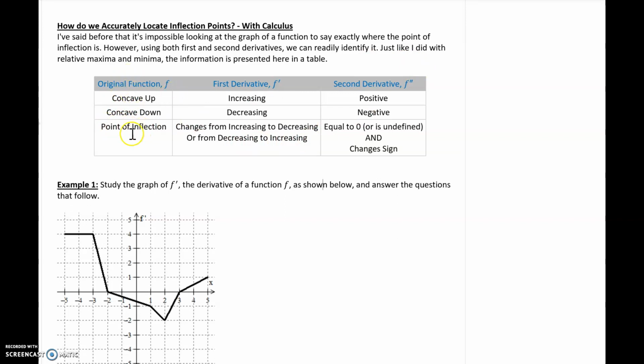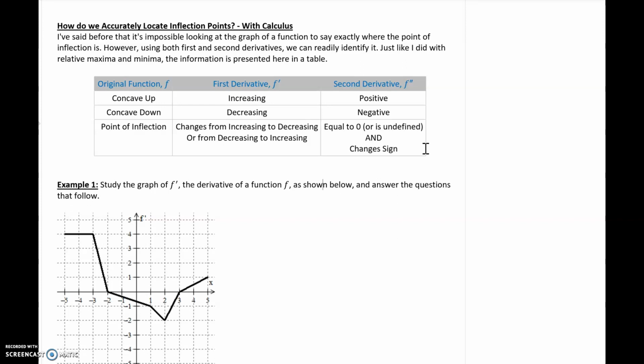Again, when the original function has a point of inflection, the second derivative will either be equal to 0 or undefined, and it will change sign. That and changes sign is important. So there's two examples here, and your homework is going to be based on these examples.